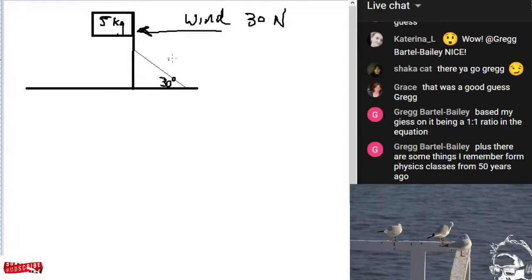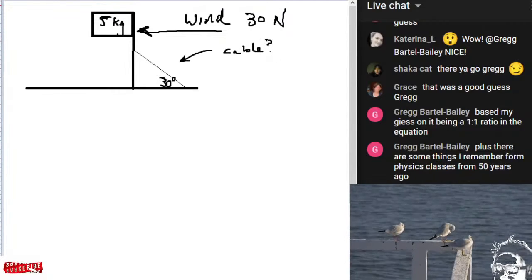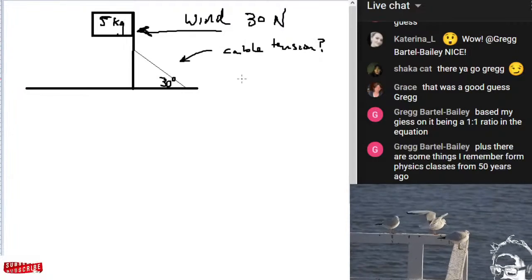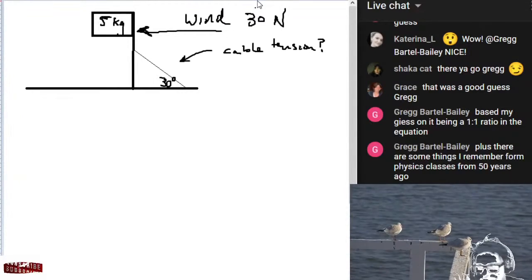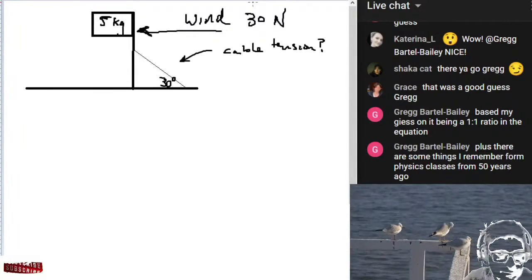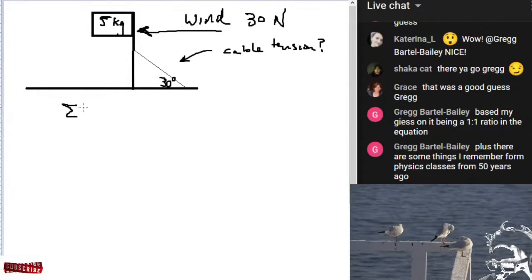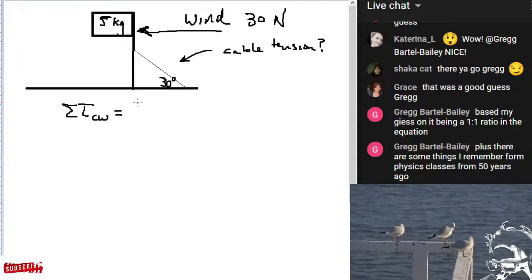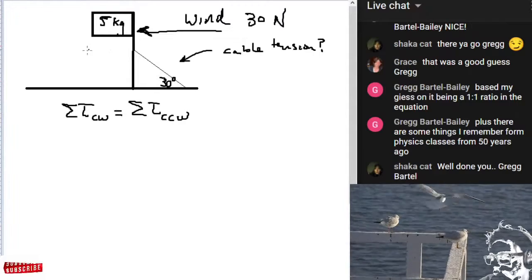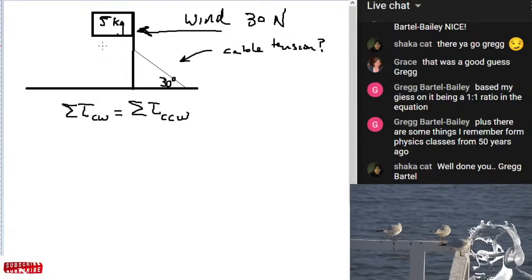What is the tension in this cable? This is a cable. Cable tension. So what's the tension in that cable? Anyone want to try to figure this out? Well, we know there's no rotation, so the torques clockwise have to equal the torques counterclockwise. So which torque is clockwise, which is counterclockwise? Or are they both clockwise or both counterclockwise?